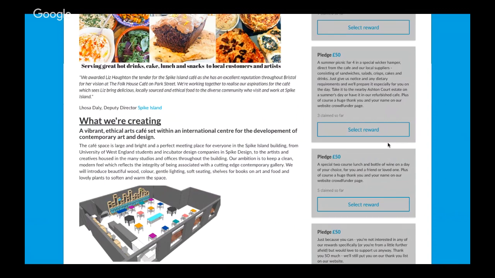On the right-hand side, we have the various different pledges available. Spike Island have included quite a nice range of different pledges. They've had a look at their network map and offered something for all the different groups that they've identified within it. From looking at these example pages, which I certainly would recommend, there are a few further examples in your pack which you can have a look at.